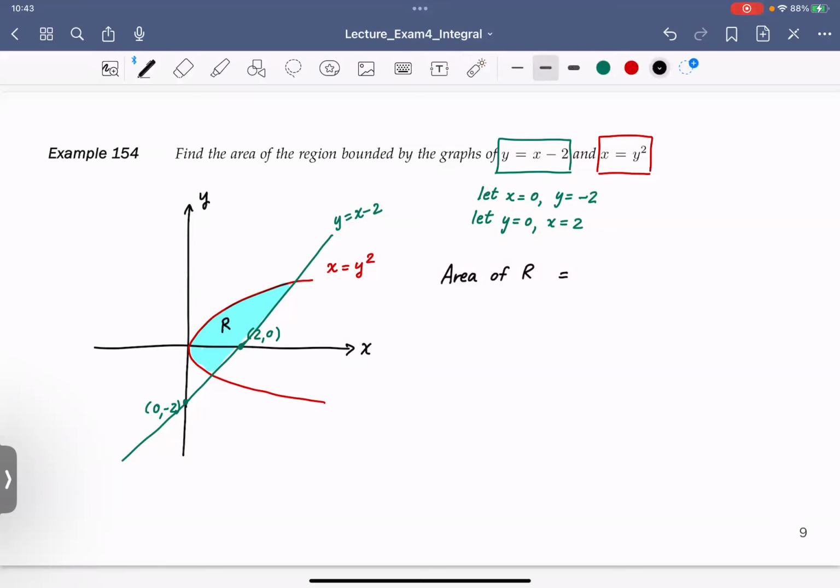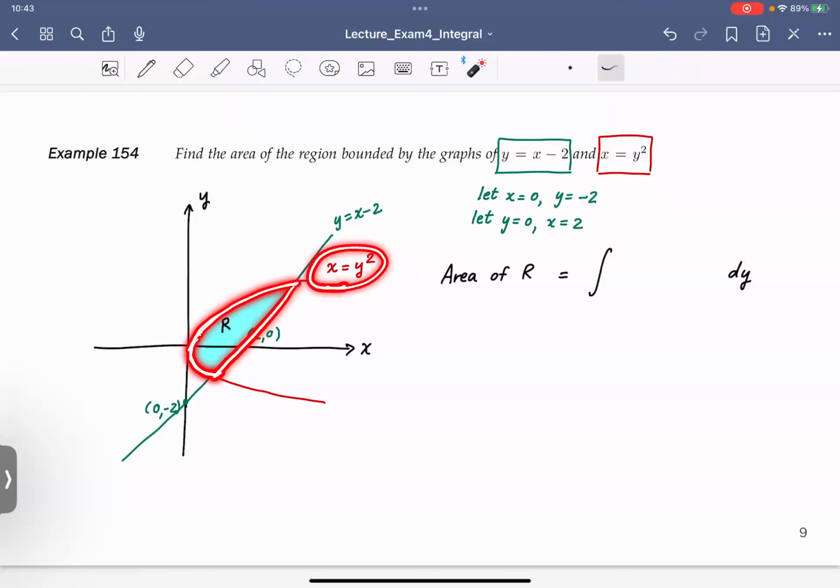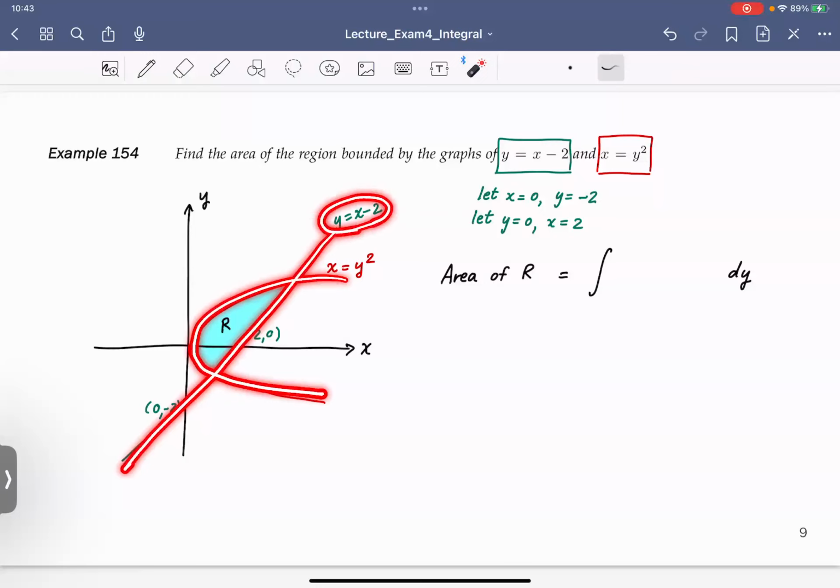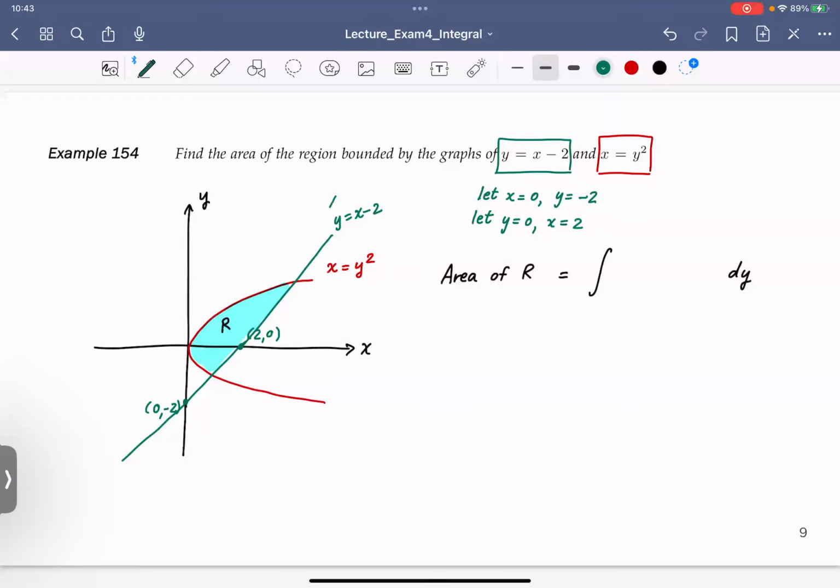So if I want to integrate with respect to y, what would you do? Here, this is the parabola, and this is the line. The parabola has the equation x equal to y squared. Remember, this is x equal to y squared. This is actually y equal to x minus 2, but you can simplify it. If you simplify it, it's going to be x equal to y plus 2.